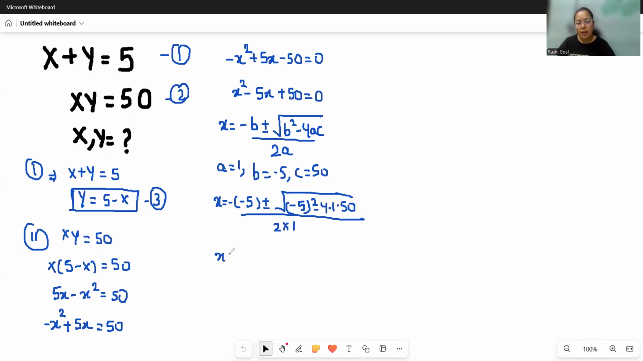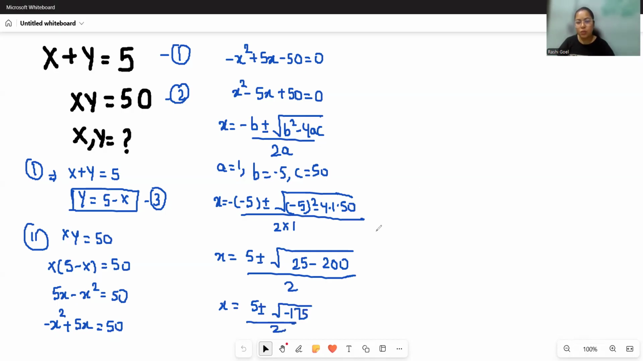times 1. So x equals 5 plus or minus under root 5 square is 25 minus 4 times 50 is 200, by 2. So x equals 5 plus or minus under root negative 175 by 2. So x equals 5 plus or minus under root 25 times 7 times minus 1 by 2.